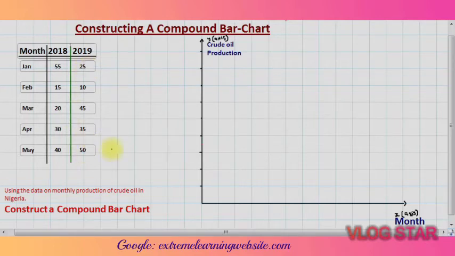From the instruction we have down here, we're told: using the data on monthly production of crude oil in Nigeria, construct a compound bar chart. Now let's get straight into it. Constructing a compound bar chart is very easy. Let me show you something here.